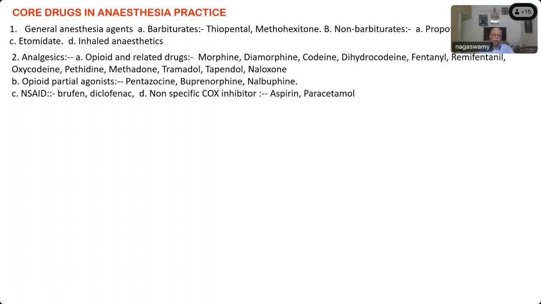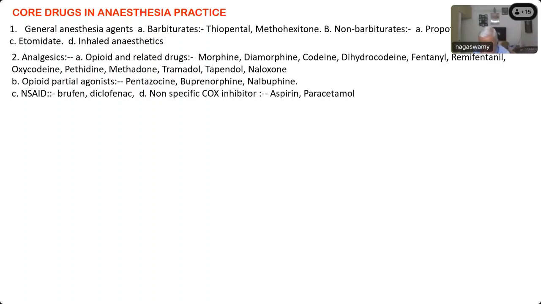Here and there I will ask you some important questions about it. What is the mechanism of action of paracetamol? COX inhibitors, non-selective COX inhibitors. That's the only mechanism. What does this COX inhibition do? Cyclooxygenase inhibition. Where does it inhibit?